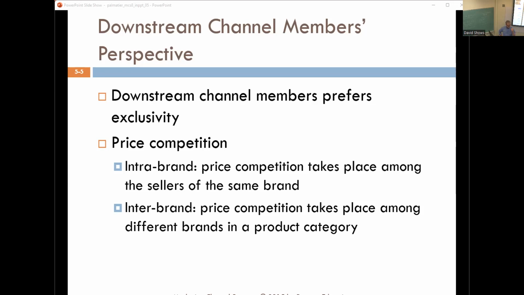These are the downstream members' perspectives and the upstream members' perspectives. How many should I have? The manufacturers, the upstream providers, want as many places as they can, but they have to recognize that the more they have, the less control they have, versus the downstream partner who wants to have as many brands as they can, but wants to control the territory for all of those brands in that group.